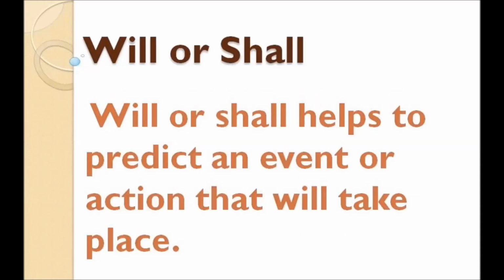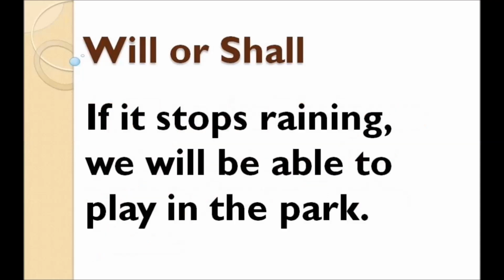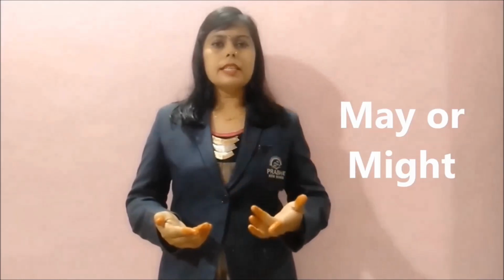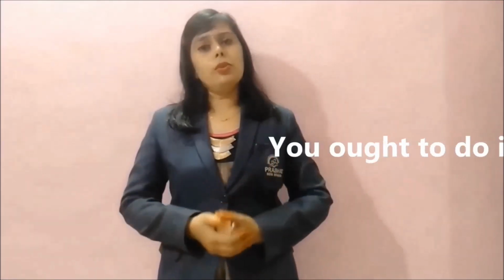Will or shall helps to predict an event or action that will take place. If it stops raining, we will be able to play in the park. May or might is used to make a request or a suggestion, and ought is used to talk about duty or moral obligation. Though it is not as forceful as must, it is certainly stronger than should. You must do it. You should do it. You ought to do it.